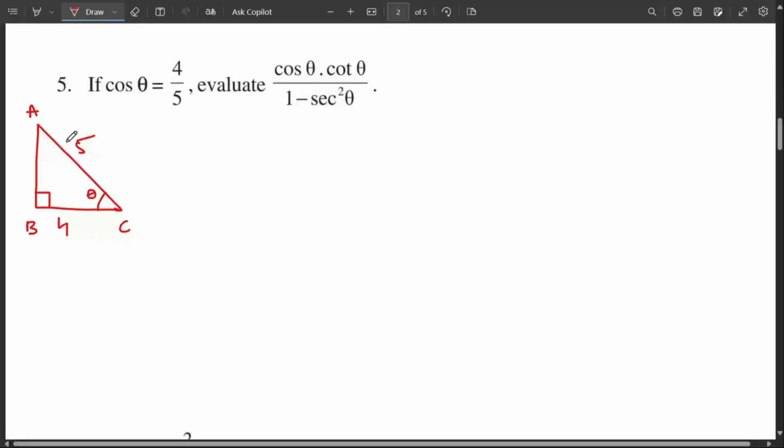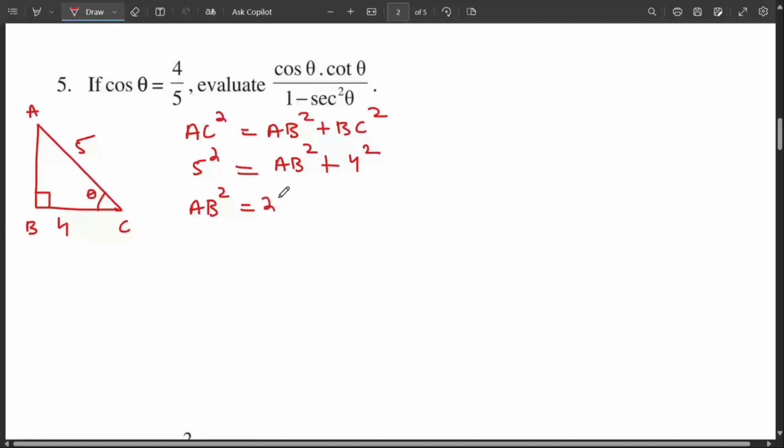Again, to find out what is AB, once again we will be using Pythagoras theorem. So AC square equal to AB square plus BC square. AC is nothing but 5. So 5 square is equal to AB, we have to find this value, plus BC is nothing but 4 square. So your AB square is equal to 5 square 25 minus 4 square 16. 25 minus 16 is equal to 9. So AB is equal to square root of 9, which is equal to 3.